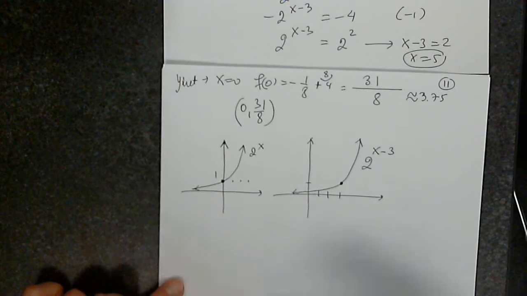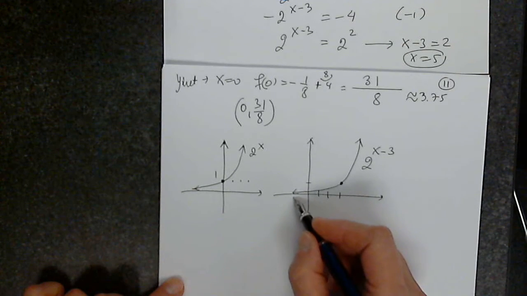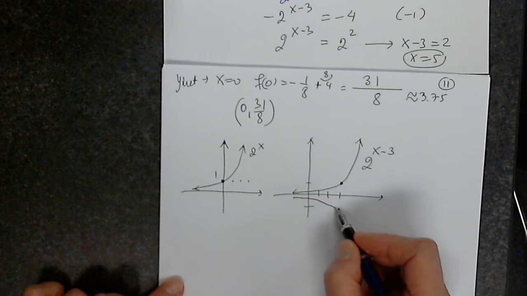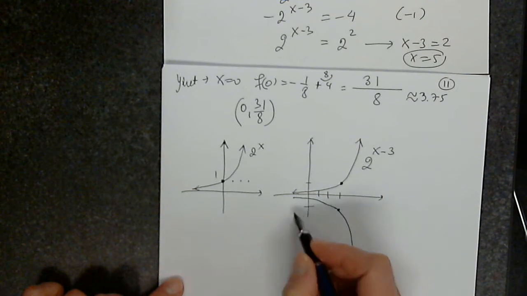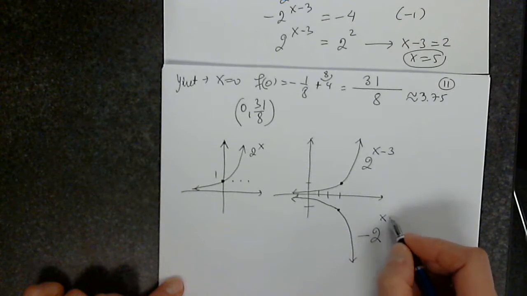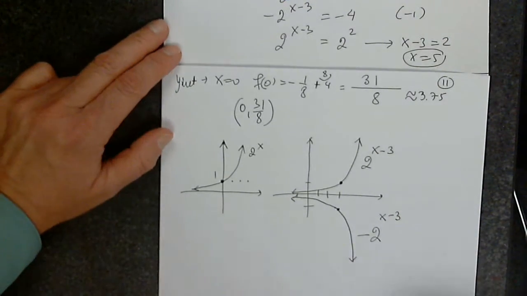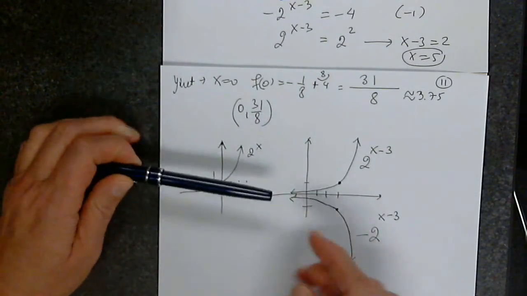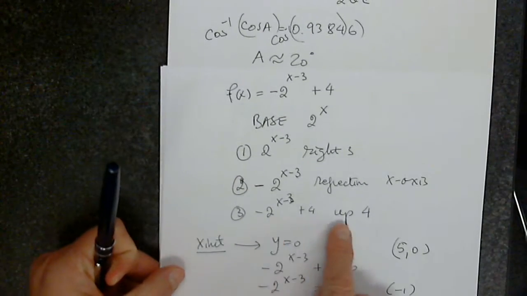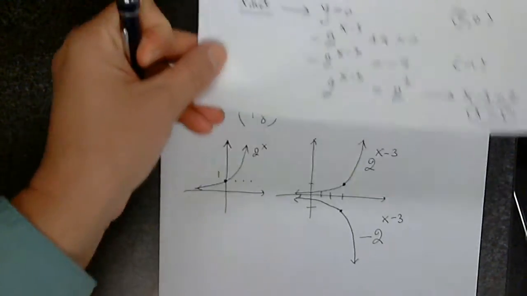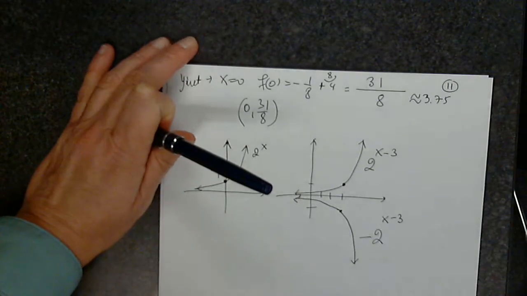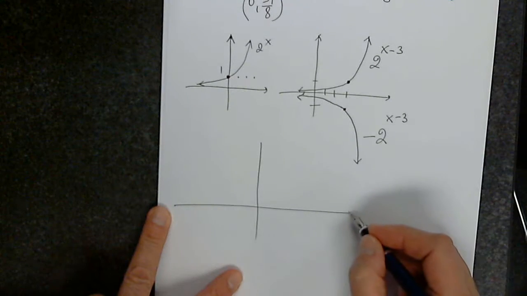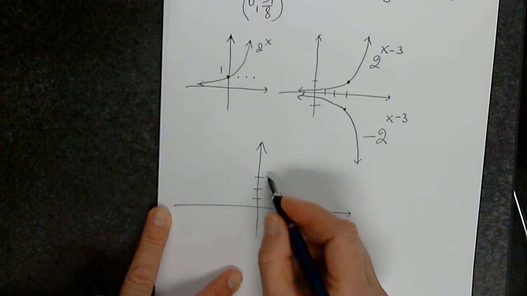Then I'm told to reflect this. I'm going to reflect it on this graph. So it's this, negative 2 to the x minus 3. I know that this function has a horizontal asymptote, y equals 0 at negative infinity. But now the next transformation is up 4. I have to shift the horizontal asymptote first before I shift the graph. 4 up. 1, 2, 3, 4.